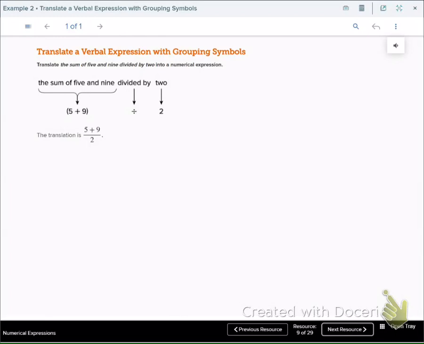This grouping symbol is very important to realize. The grouping symbol of the parentheses can also be rewritten so that we write what's in the parentheses on top, because that entire group of things is being divided by 2. So if you look at the translation down here, the translation is 5 plus 9 all over top of 2. That entire quantity, 5 plus 9, is being divided by 2.